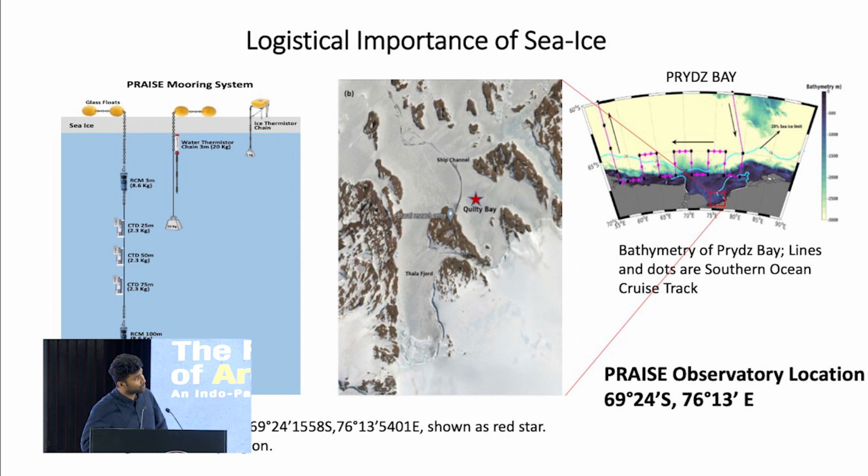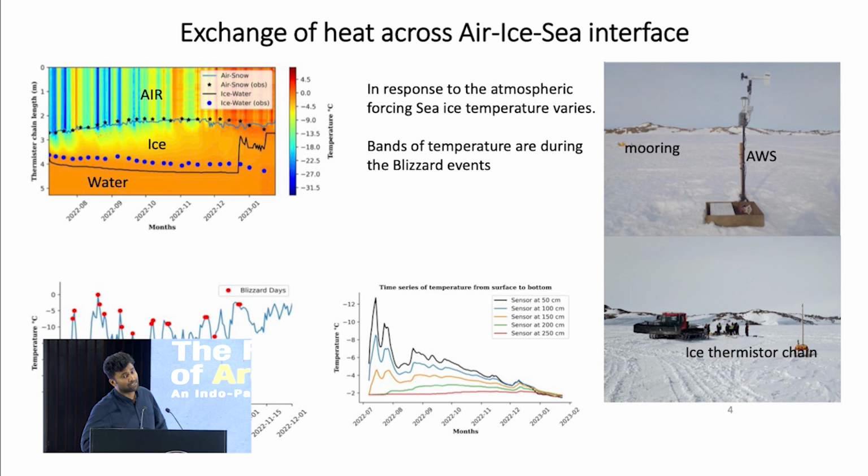What I want to highlight here is that you can see there is variation in air temperature in response to the blizzard events, and those blizzard events eventually change the temperature of the sea ice also. You can see it in the middle line plot. And obviously in the photos, you can see the mooring, our observatory. It's a winter mooring, so it was there throughout the winter last year.